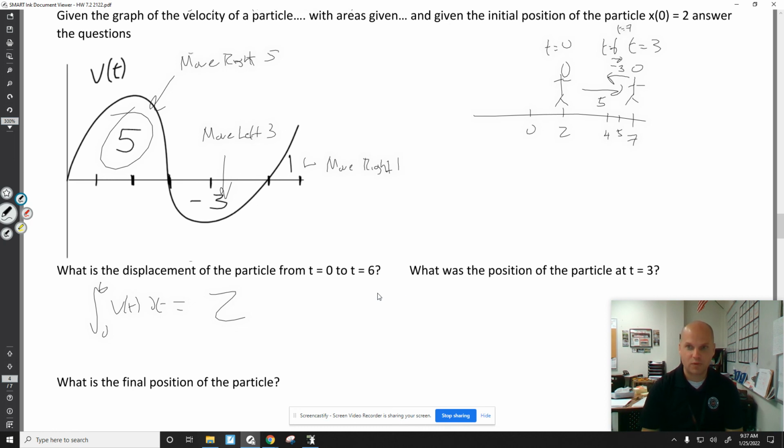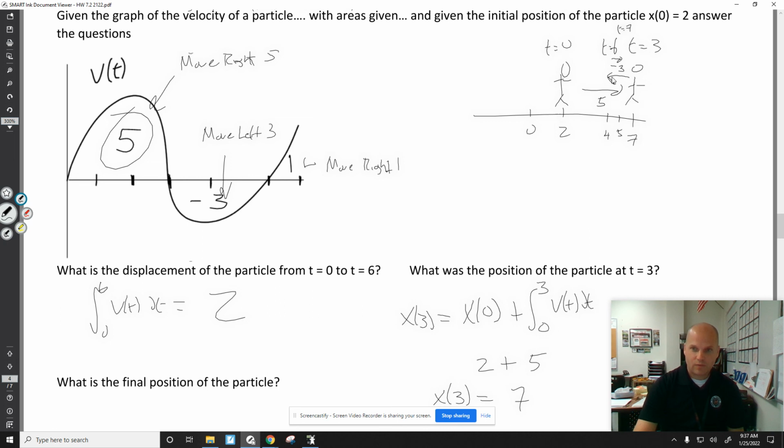What's the position at time 3? Well, I started at a position of 2. My displacement from 0 to 3 is 5. So start at 2, add 5. Where did I get to? At 7. I have it right here. Final position.